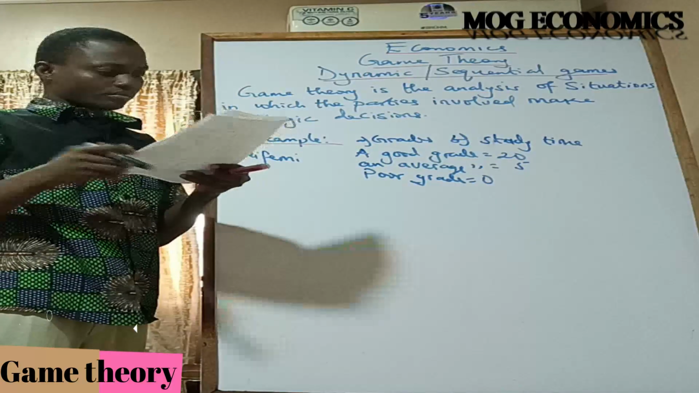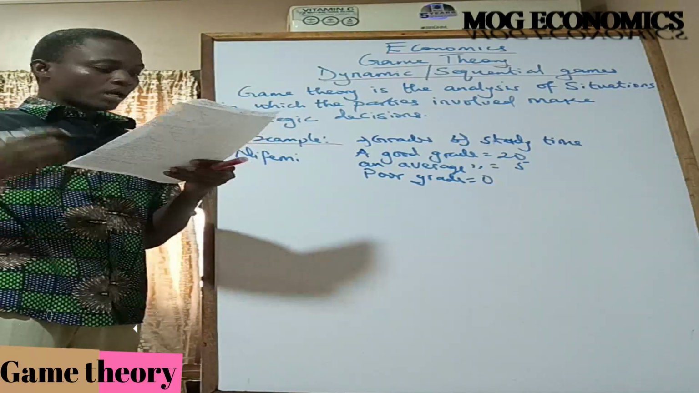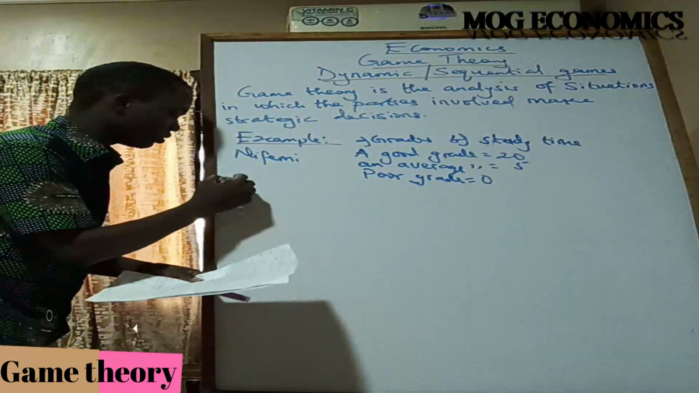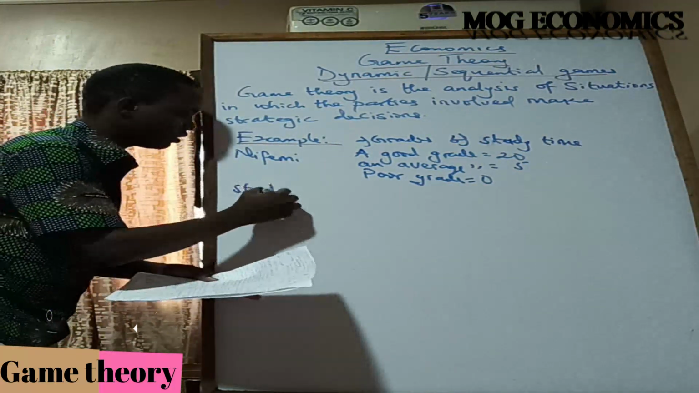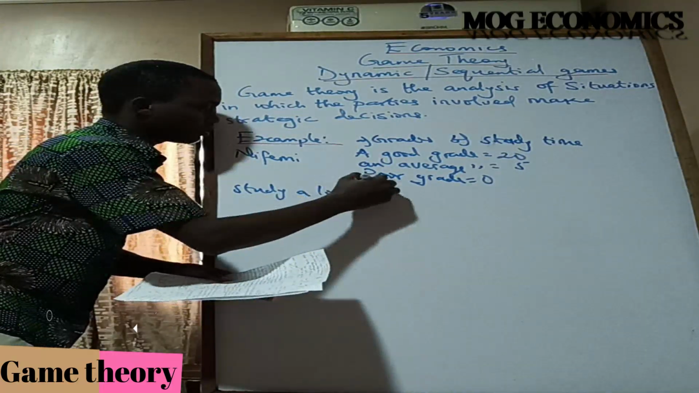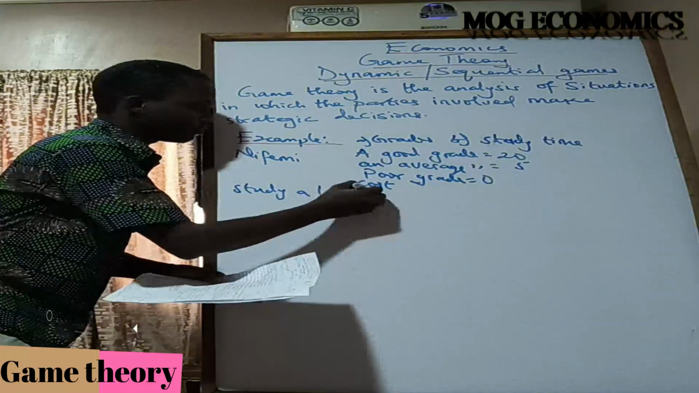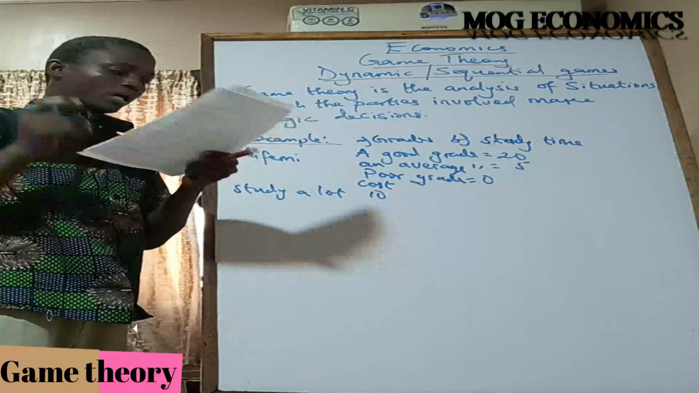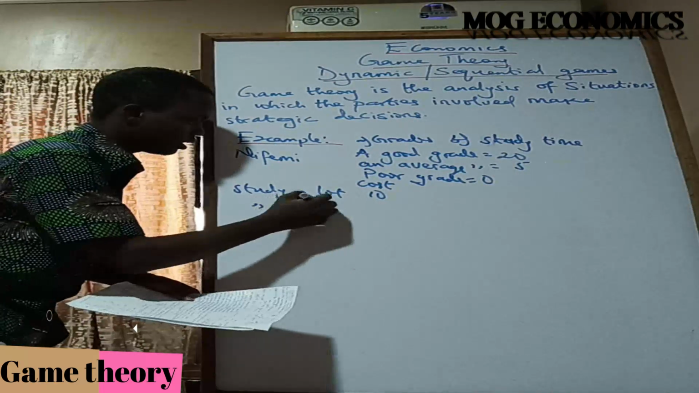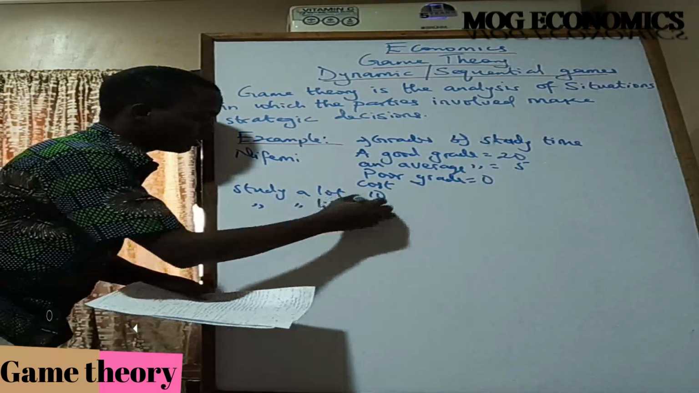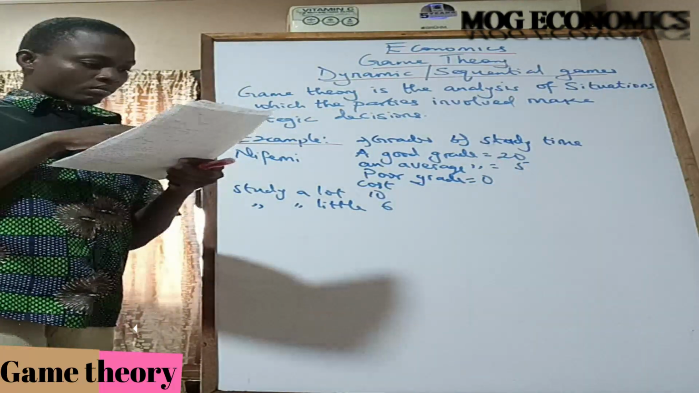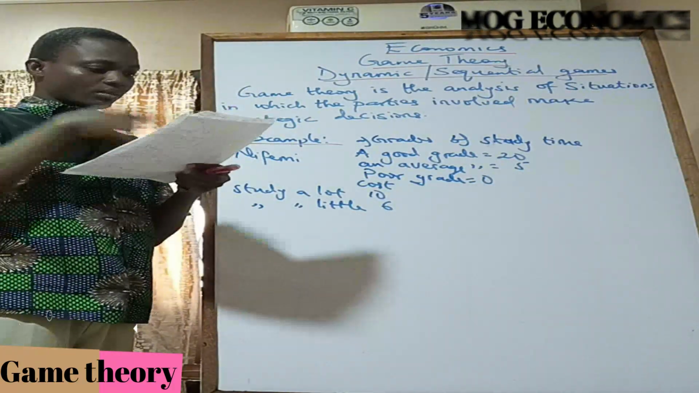By studying a lot, Nifemi will incur a cost of 10. So if he studies a lot, let me call it cost, will be 10. If he studies a lot, the cost is 10. Then by studying a little, a cost of 6. Study a little, a cost of 6. So is there anything else? Okay, I think that's it about that particular part.